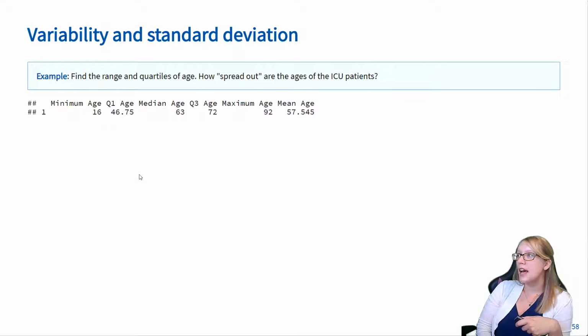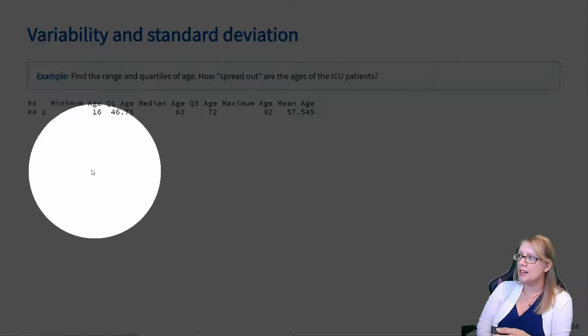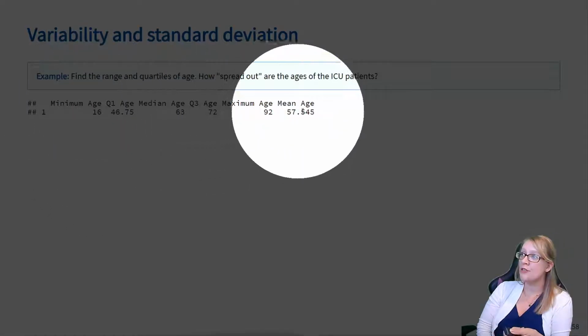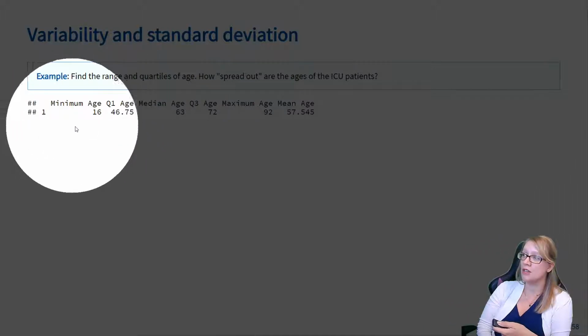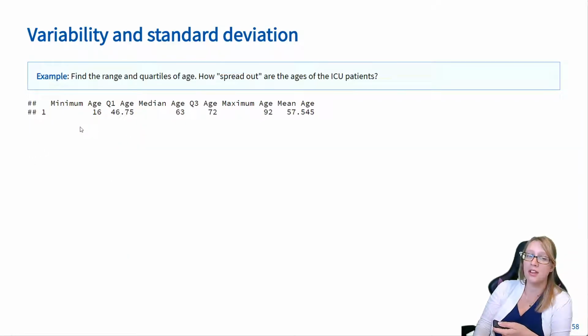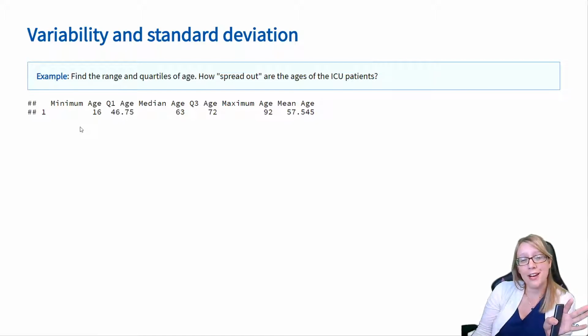So let's find the range and quartiles of age and talk a little bit about how spread out the ages are. What you're seeing here is the output of another very useful function for us. This is something called the favstats function that produces this. You'll see this a lot throughout the semester. Again, I just want to focus on the output for now, so we'll worry about the code a little bit later. So first, let's find the range and the quartiles of the age.